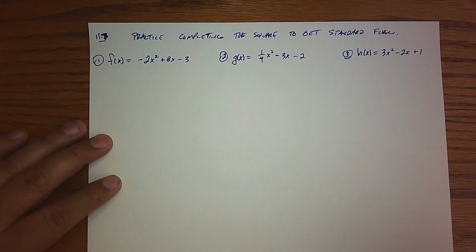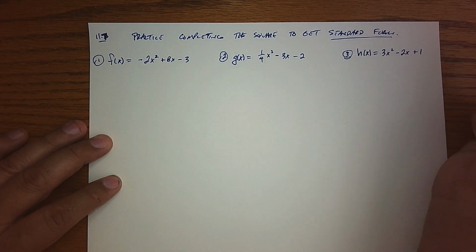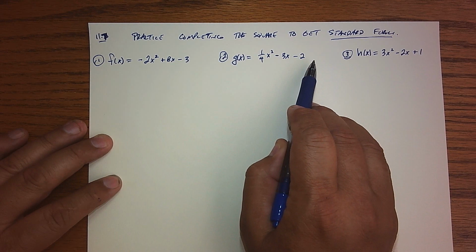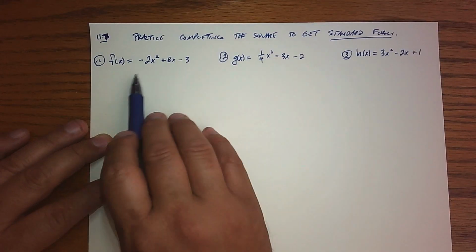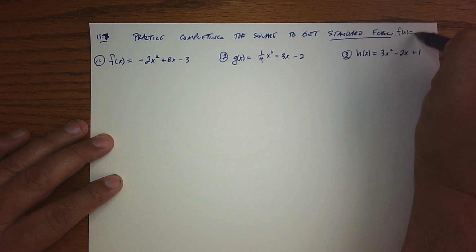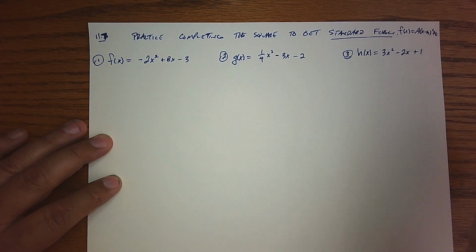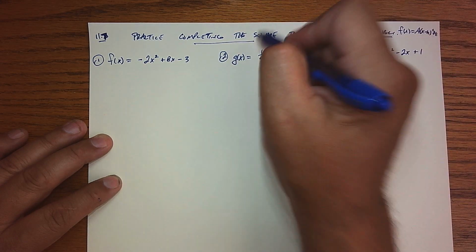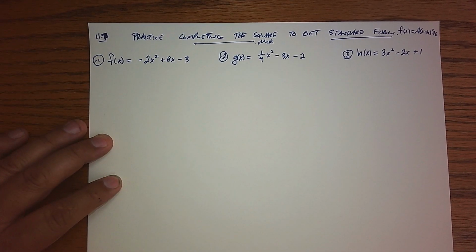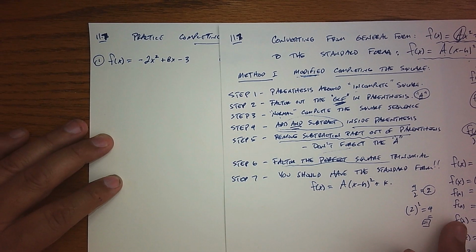Okay, so now what we're going to do is just practice putting a polynomial in standard form. You'll notice the three quadratics that I have here, f of x, g of x, and h of x, are all in general form. So we want to rewrite them into our standard form. And we know we can do that by completing the square with some modifications. So let's practice that, let's get used to it, and then we'll find another way to do it, which I know you guys are all going to like.